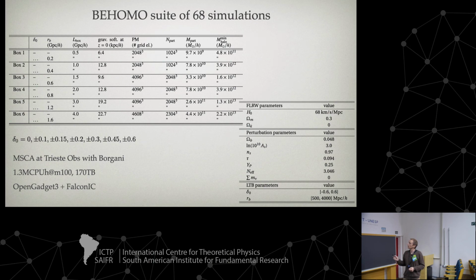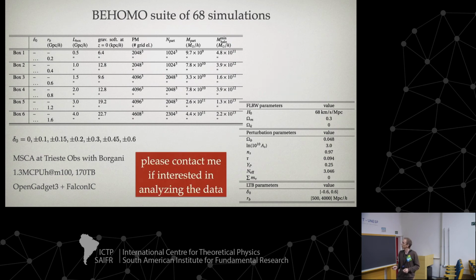At the moment, I've run a suite of 68 simulations. Every line is actually 13 simulations, more or less. Various boxes of different sizes, and for each box, you have various contrasts. All this data is available. Of course, you cannot just download the snapshots, because, being large, the transfer cannot be made available. But if you're interested, please contact me, because I need manpower to analyze the snapshots, and you can do a lot of interesting physics with this. Okay, so please contact me.